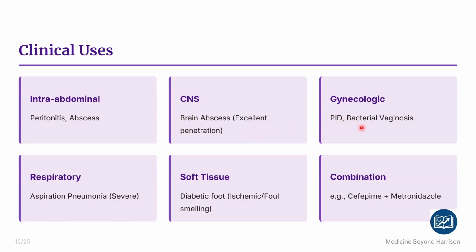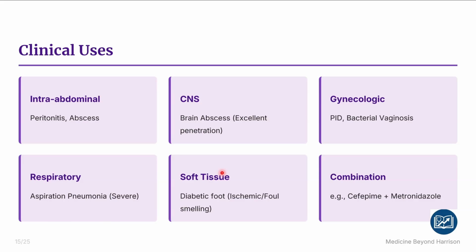Gynecological infections like pelvic inflammatory disease and bacterial vaginosis, in all these cases, this becomes a drug of choice. In respiratory aspiration pneumonia, if it is severe, you can use it, but for respiratory infections above the diaphragm, contamination is other than metronidazole. Again, for skin and soft tissue infection, especially diabetic foot, which is ischemic and post-cutting, you can go with this. The combination of cefuroxime and metronidazole is a very good choice for these kinds of infections.